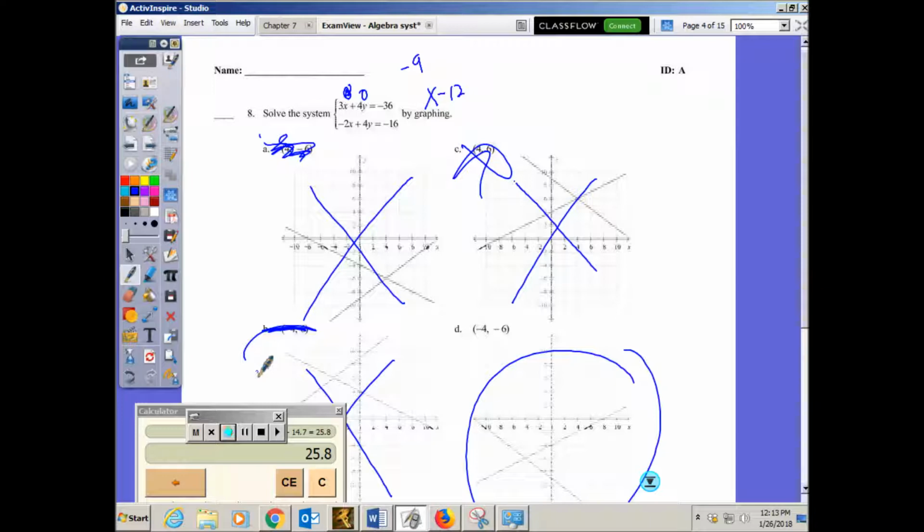So if you're like Mrs. Falk, I just cannot solve, I just can't graph. Can you still get this problem correct? Yeah. That's a beautiful thing. Right?